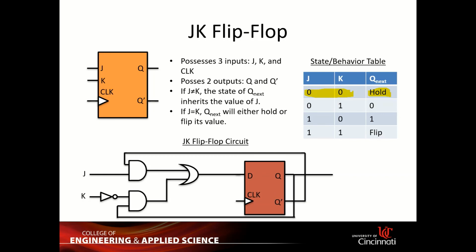But for the case of 1, 1, if both J and K equal 1, and the previous state of Q is 1, then the next state of Q will be flipped. That means Q will become 0 if J and K are 1, right?